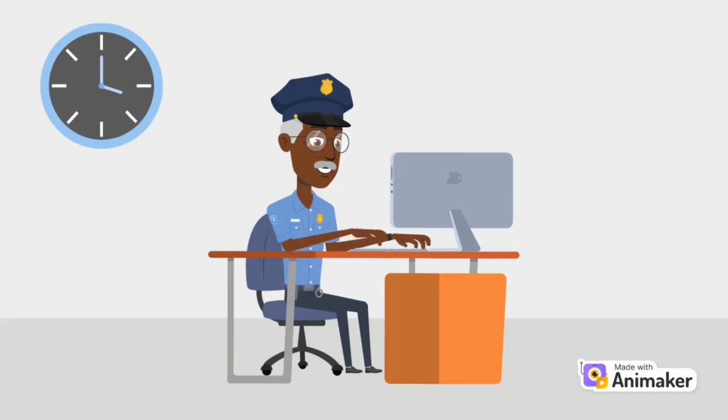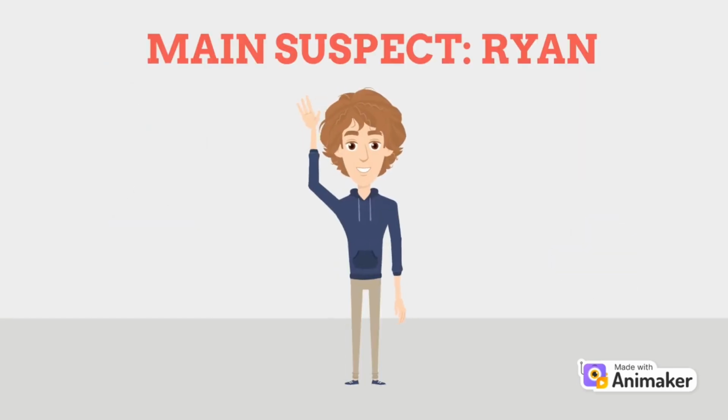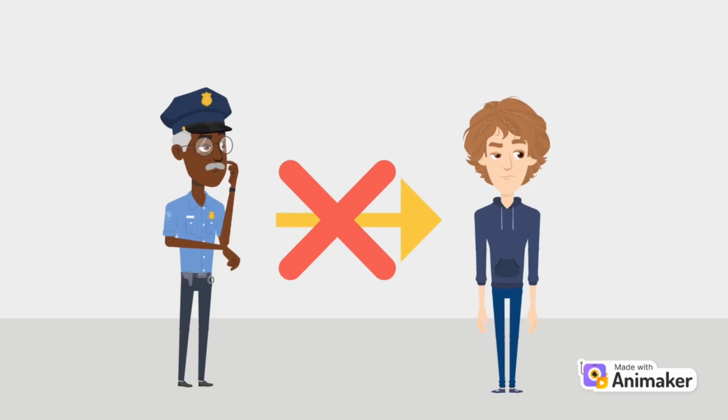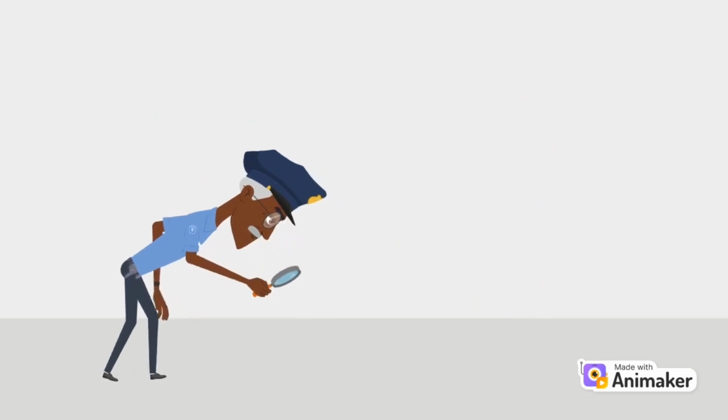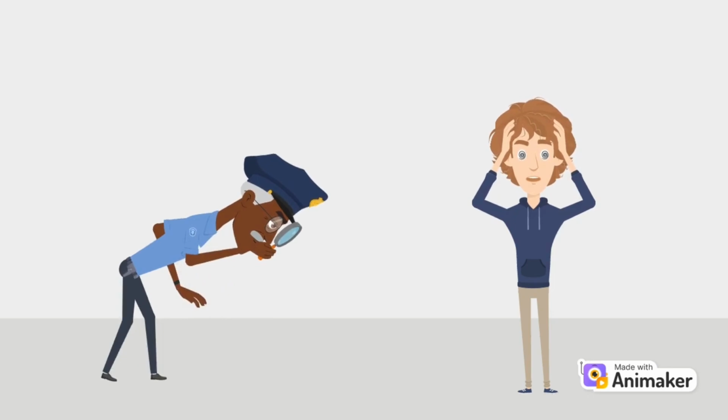Imagine you're a detective working on a high-profile case in the city. You've got a room full of evidence, and you need to figure out who the culprit is. Now, you have a theory about the main suspect, Ryan. This is how p-hacking works in 4 steps based on this scenario. At first glance, none of the evidence directly points to Ryan, but you're convinced he's involved. Instead of following where the strongest evidence leads, you start piecing together any tiny clues that might implicate Ryan.